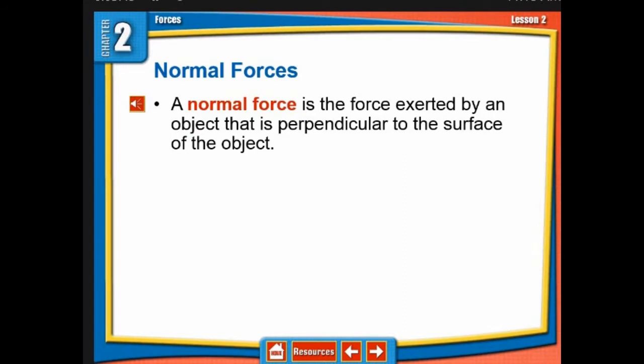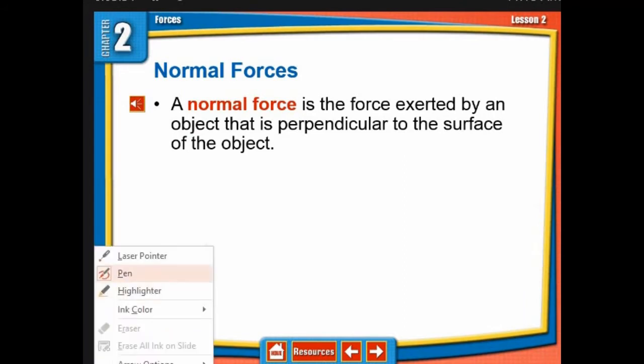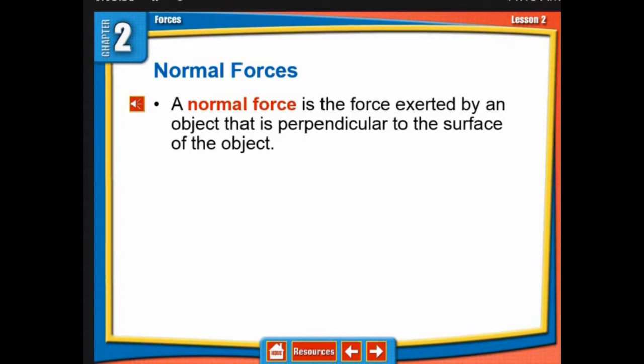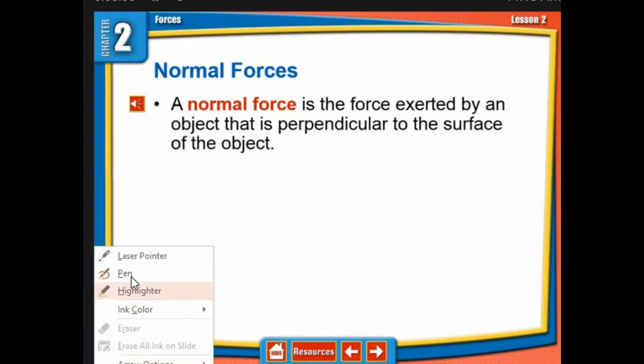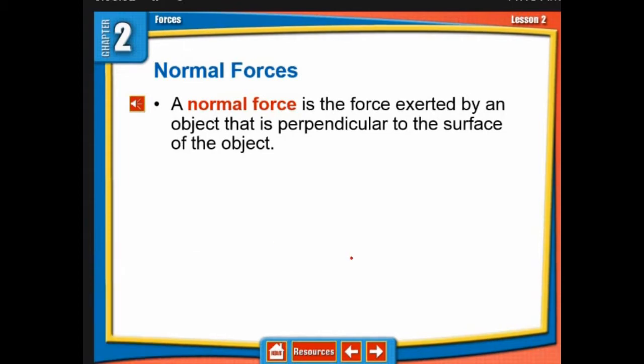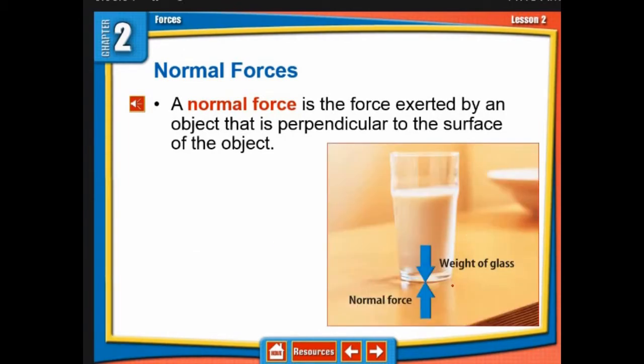The fourth type of force will be normal force. A normal force is a force exerted by an object that is perpendicular to the surface of the object. So what do I mean by that? Let's have this one. This is a table, and look at the table.